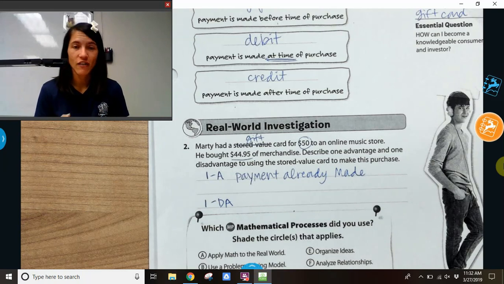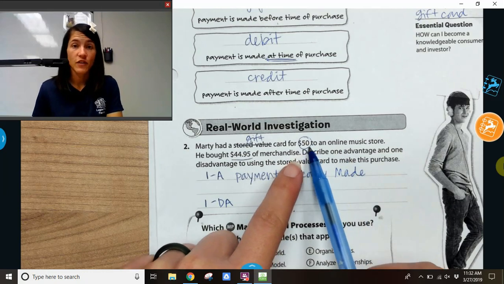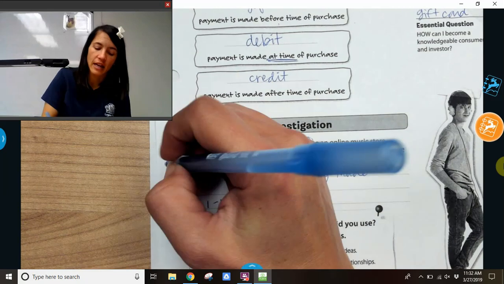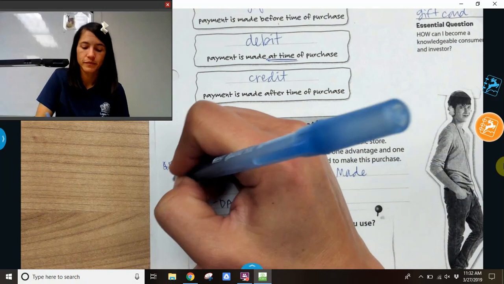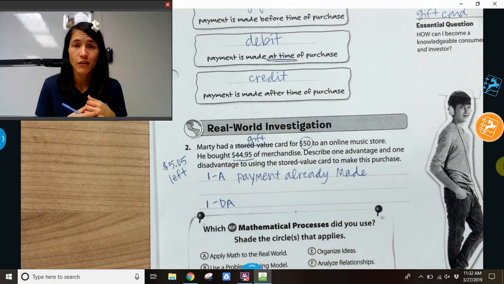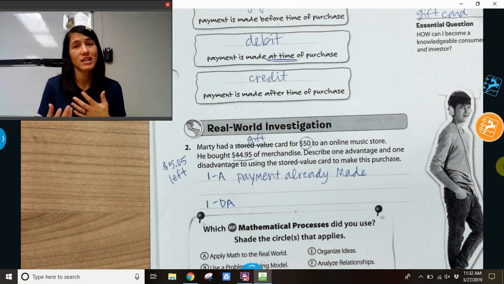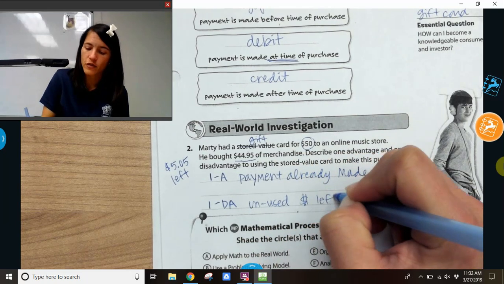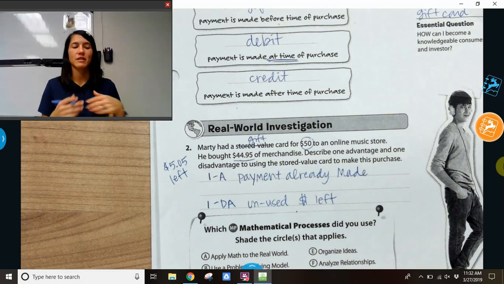So one disadvantage of using a gift card, and this is a real life disadvantage, is he has $50 to spend, and he spends about $45, right? So let's just say he has $5.05 left over on his gift card. Does he get that money, $5.05? Does he get change? No, it stays on the gift card. So what happens to that money? It depends. He could spend it if he can find something for $5, or it just stays on the gift card. One of the disadvantages is you have some unused money left. That's one of the disadvantages of a gift card, because you've got some money left on your gift card that you didn't use.